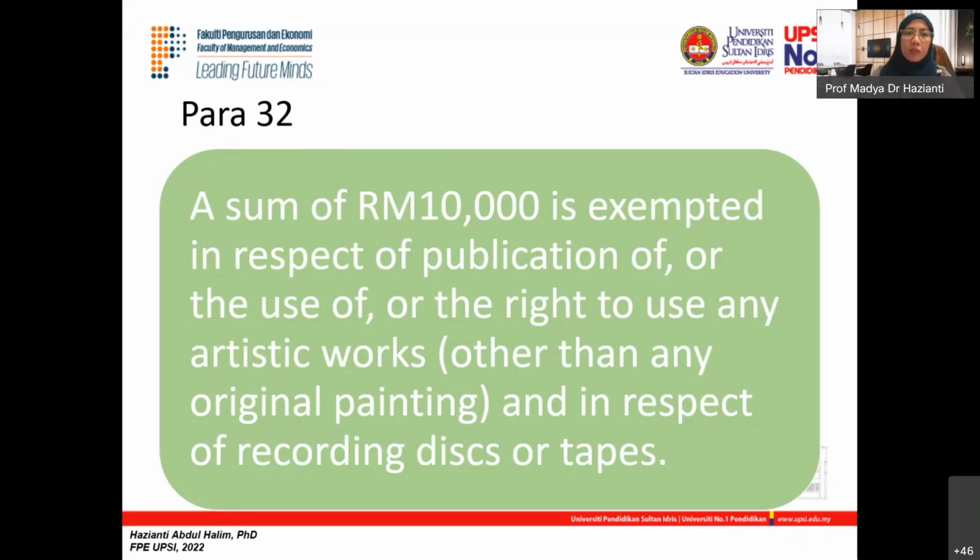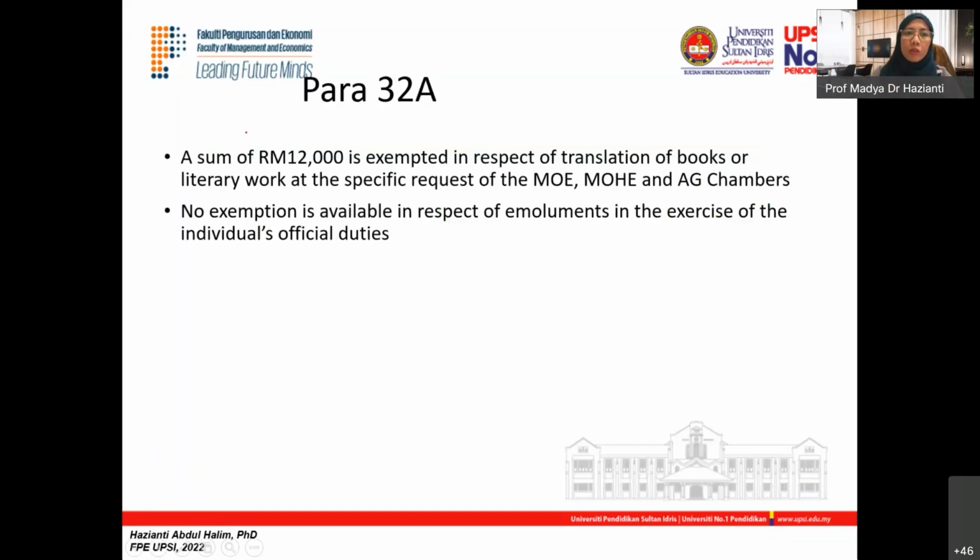So paragraph 32A, what we have under paragraph 32A, 12,000 exempted in respect of translation of books or literary work at the specific request of the MOE, MOHE and also AG Chamber. So for example, saya as a lecturer, let's say, the MOHE asked me to translate books. Okay, dia minta saya translate certain buku, then that is actually requested by the ministry. Let's say they pay me 20,000. Okay, 20,000 yang saya dapat tu will not be taxed in total 20,000 because I get an exemption of 12,000.